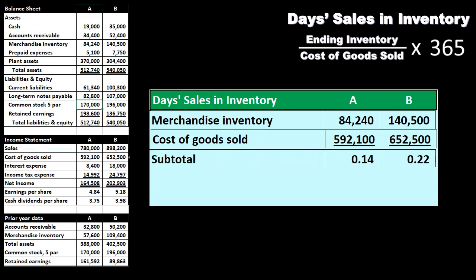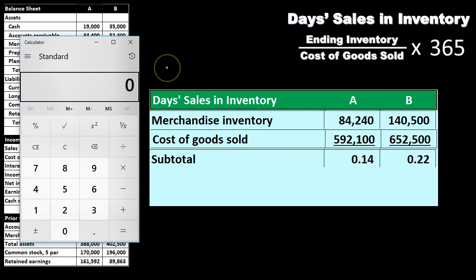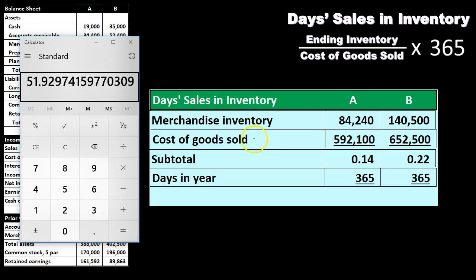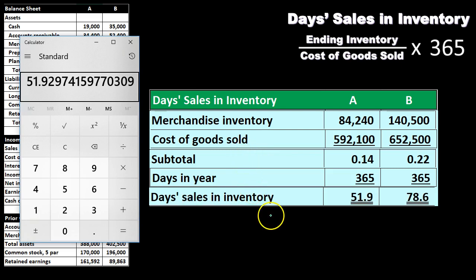We're going to divide those two out to get to our subtotal here, which we're then going to multiply by the days in a year. 84,240 divided by the 592,100, that's going to be the 0.142 times the 365. Note you're always going to have to deal with rounding here, so just be aware that we'll always have that kind of rounding issue. That's going to give us the 51.9 and the 78.6.